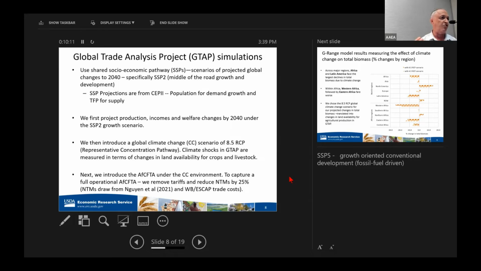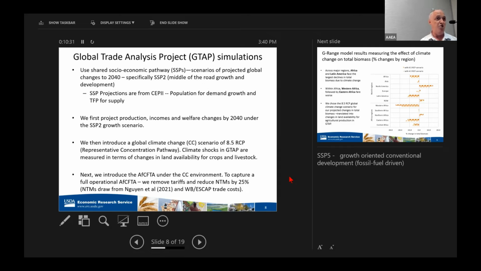In this case, we're assuming this change in total biomass is affecting land availability. Next, we introduced the free trade area under the climate change environment. This is to capture a fully operational free trade area. We remove tariffs and then reduce the NTMs by 25%.